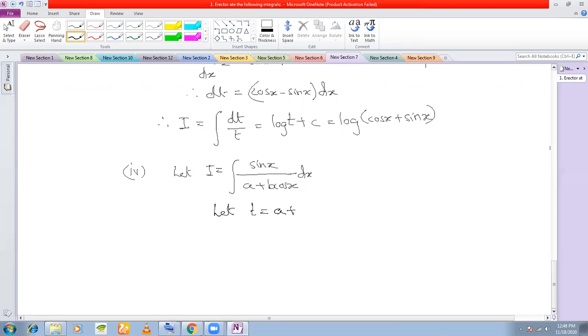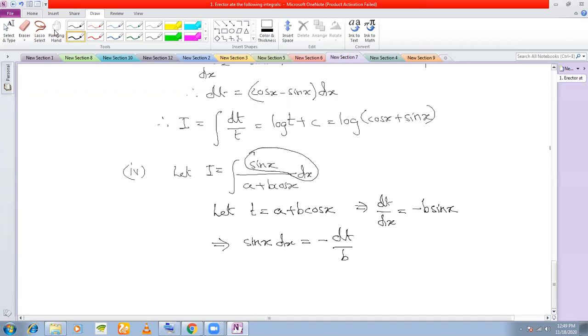So I'll put t is equal to a plus b cos x. So what will I get here? dt by dx is equal to minus b sin x. Therefore, what is sin x dx? In the numerator you have sin x dx. So sin x dx is minus dt by b.